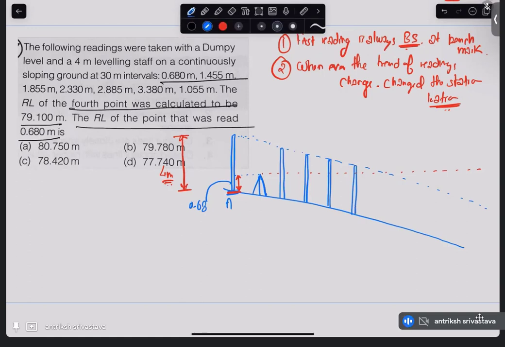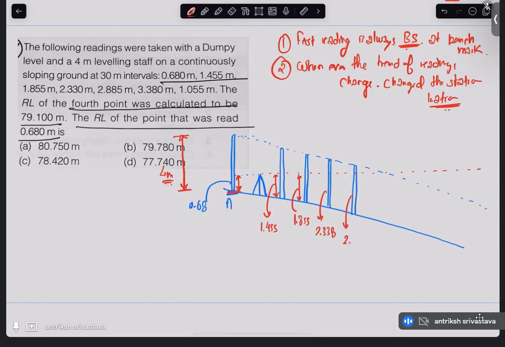And we went on and measured the distances or the height. When we measured it here, we got the value of 1.455. Here we got the value of 1.855. Here we got the value 2.338. Here it is 2.885, and one more, it is 3.380.